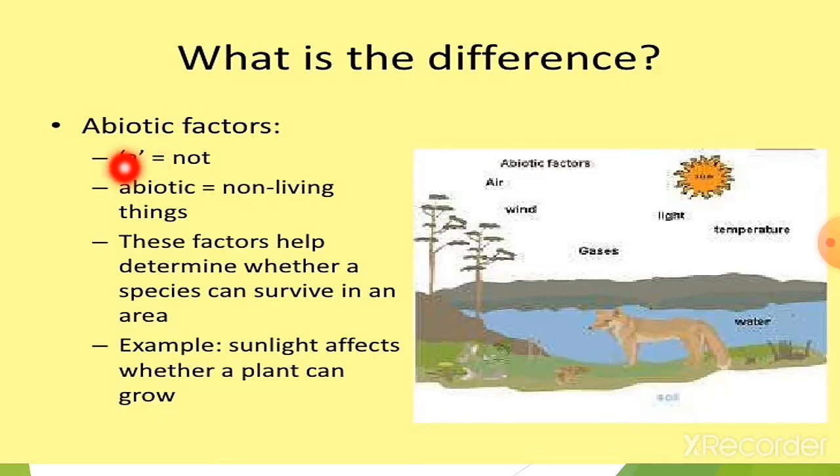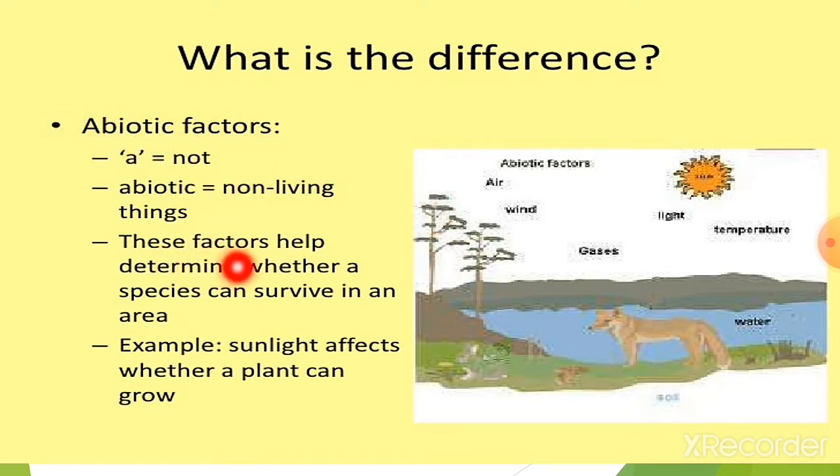Abiotic. Here, the A represents not. A means not. So, abiotic is non-living things. So, the non-living things present in the environment are called abiotic factors.